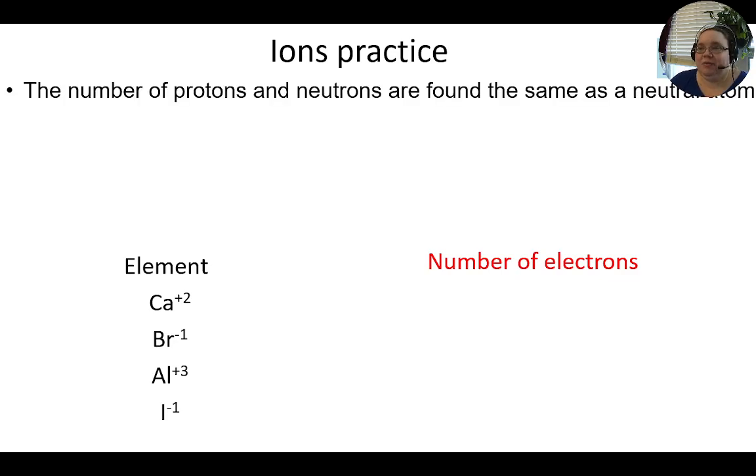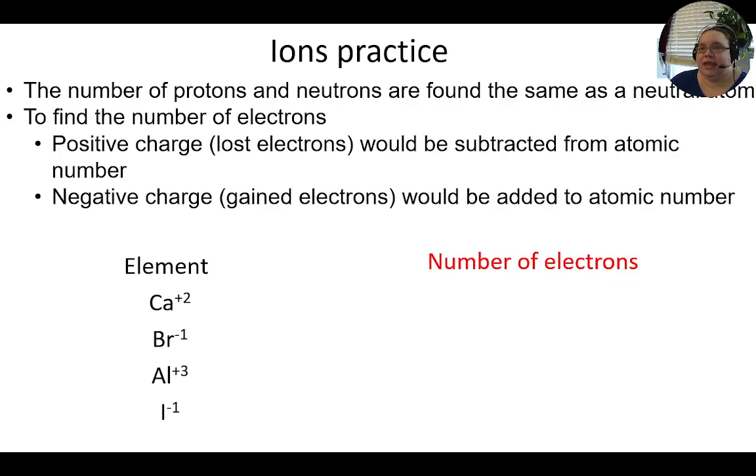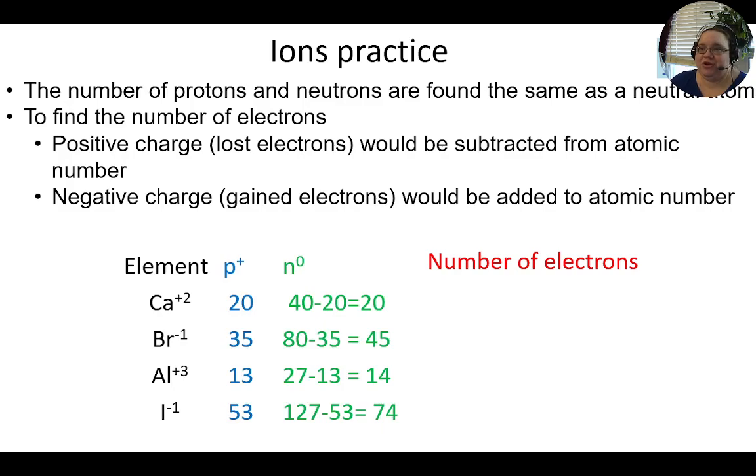So let's look at a couple of examples. And I'm going to kind of rush through the whole proton and neutron part because it's the same as what we saw at the beginning. Neutrons is mass minus number, protons is atomic number. So the only thing that gets a little bit tricky is our electrons. So I've got Ca plus 2. Plus 2 means I lost 2 electrons, so I've got to subtract. So normally calcium would have 20 electrons, but this one has lost 2, therefore it only has 18.